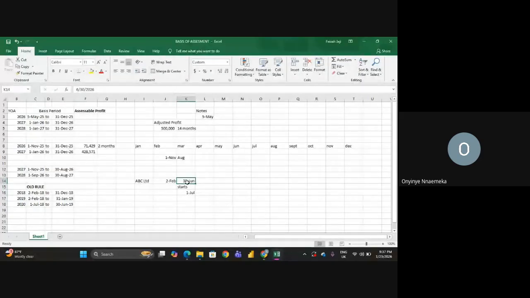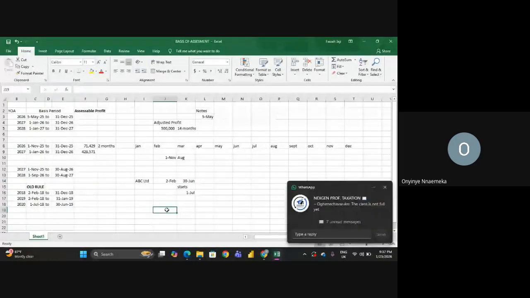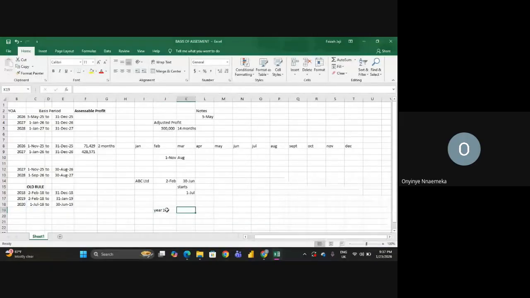So, let me recap the old rule. After recapping the old rule, I'll take just two questions, then we move. Like I said, the old rule: year one says commencement date, I will use CD for commencement date, to the end of the year, 31st December. That's year 1.